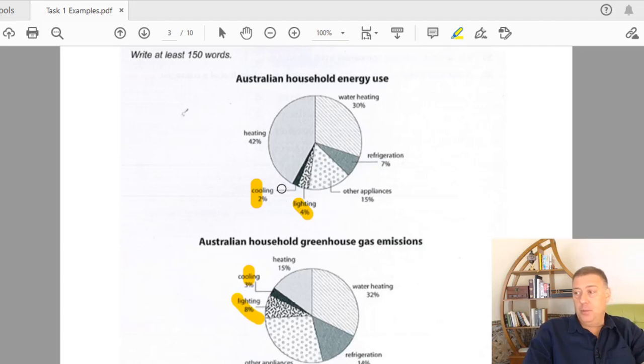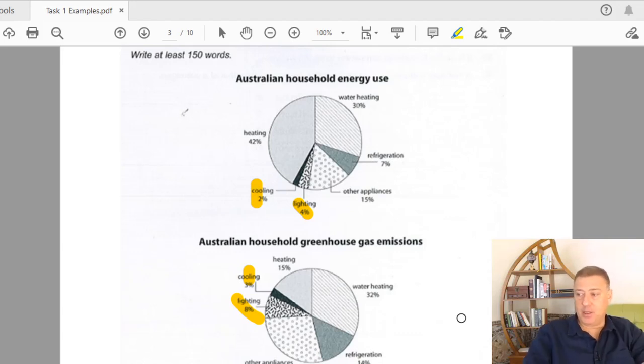So, you wouldn't have one body paragraph about household energy use and another one about greenhouse gas emissions. What you need to do is divide these categories logically. Now, it could be the case that you just divide them randomly. You could choose ones that are large percentages of either or both. You could choose them randomly. You could find some type of logic within the pie chart categories.